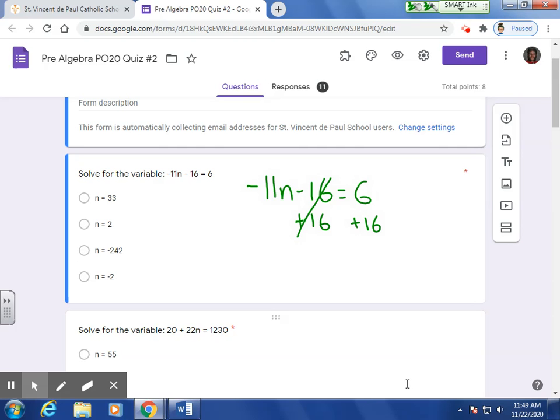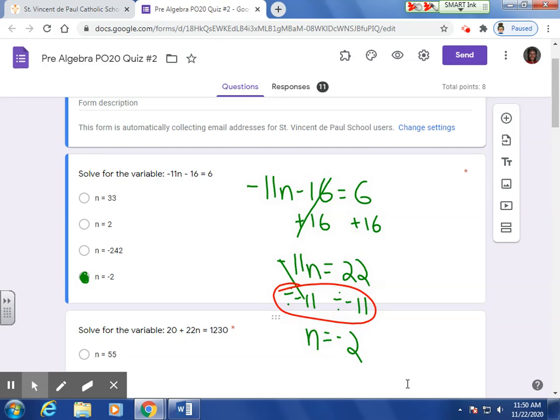Those cancel out because negative 16 plus 16 is 0. And negative 11n will equal 22. Okay. Now to get n by itself, we can divide by negative 11. So that's the opposite of multiplying by negative 11. And we get n equals negative 2, which is the fourth answer here. So a couple things that I tried to throw at you. If you divided in this step by positive 11 instead of negative 11, then you'd have gotten positive 2, which is that answer, but is not correct.